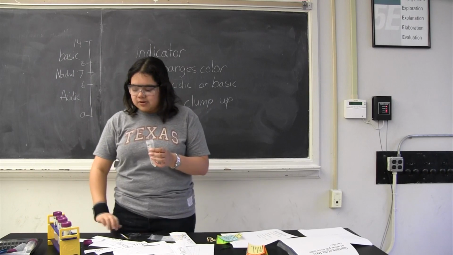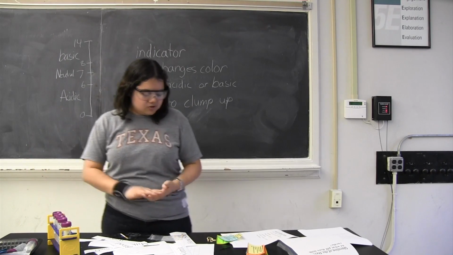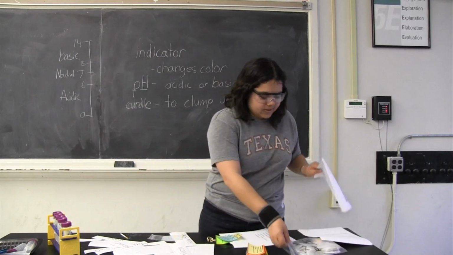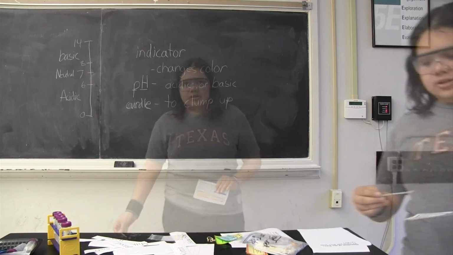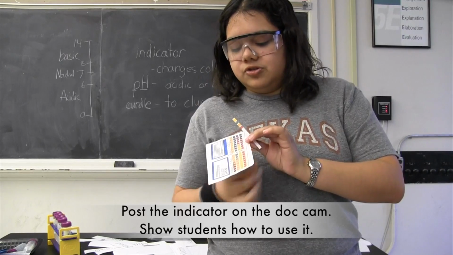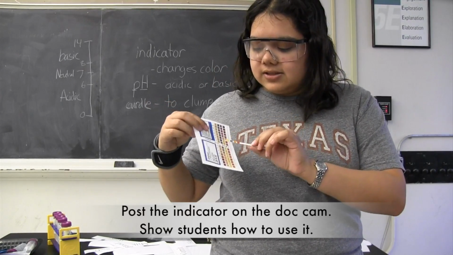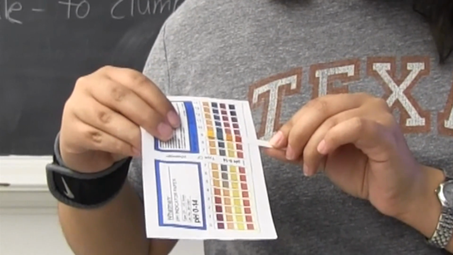Then you take it out, and you're going to use a key, and that's provided with your strips, to figure out what the pH of the solution is. You're going to hold up your strip to this key and see what numbers it matches up to, which colors it looks most like.